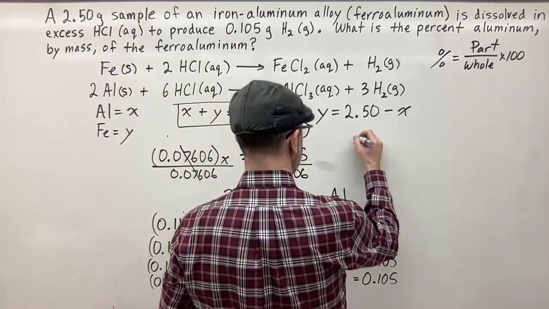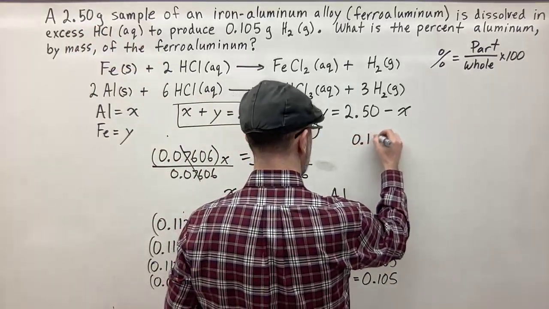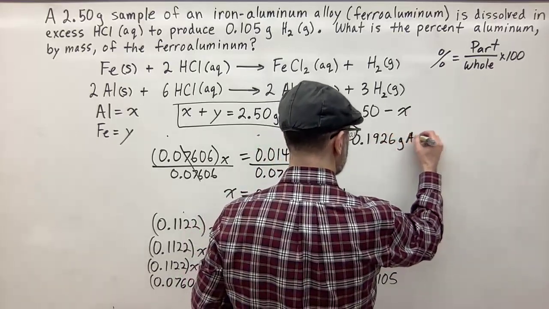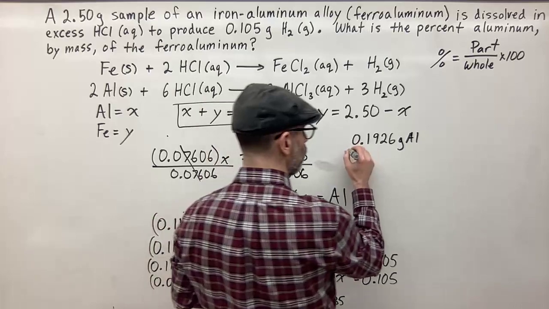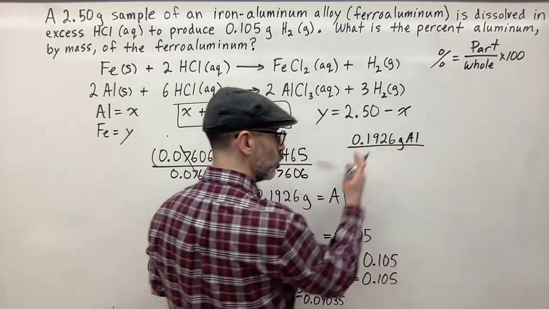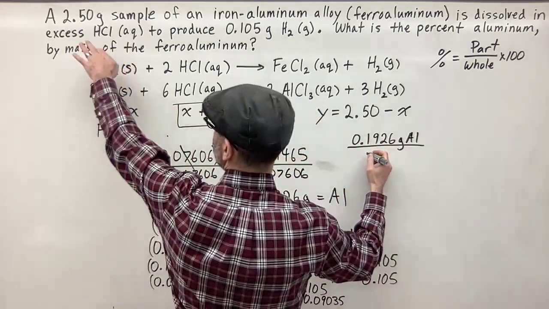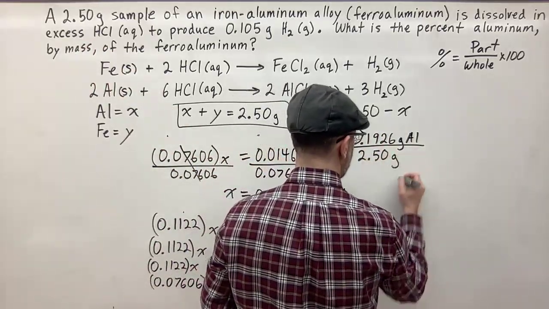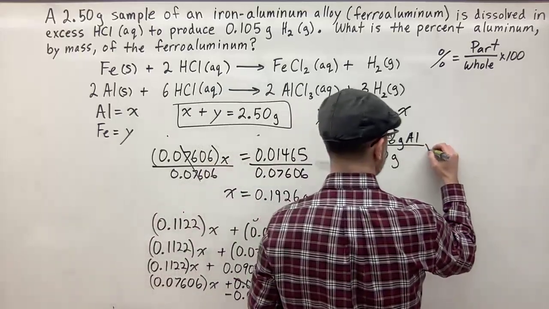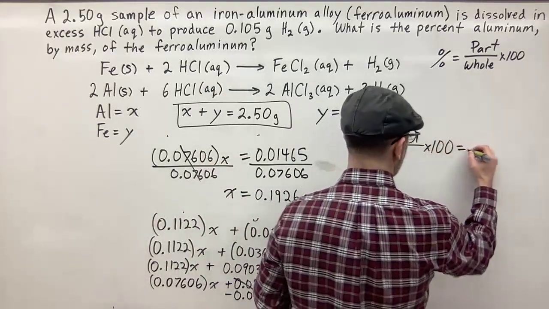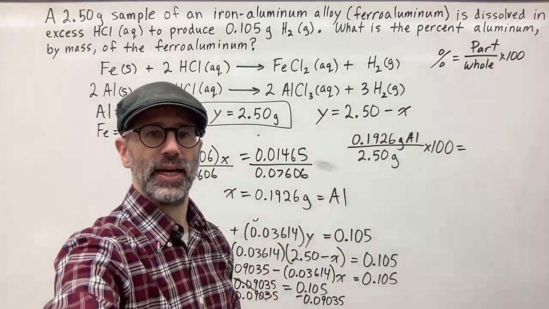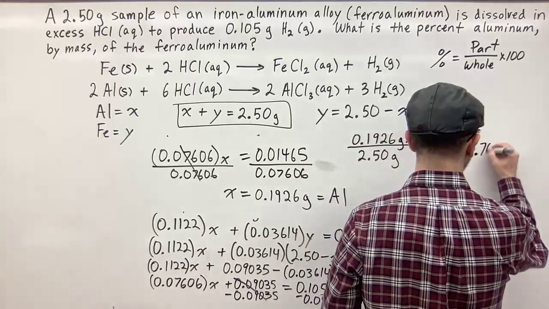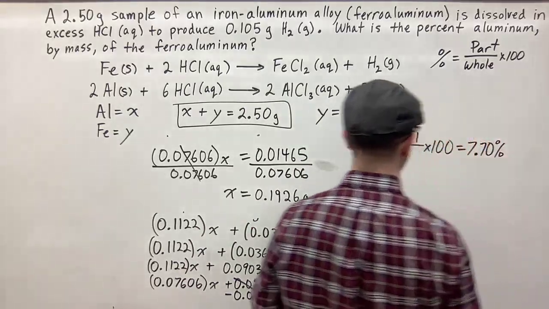So we're going to find the percent by 0.1926 grams of aluminum. That's the part of the whole. Our whole is the alloy that's made up of aluminum and iron. And that was 2.50 grams total. And we're going to multiply that by 100. And when we calculate that out, we get 7.70%.